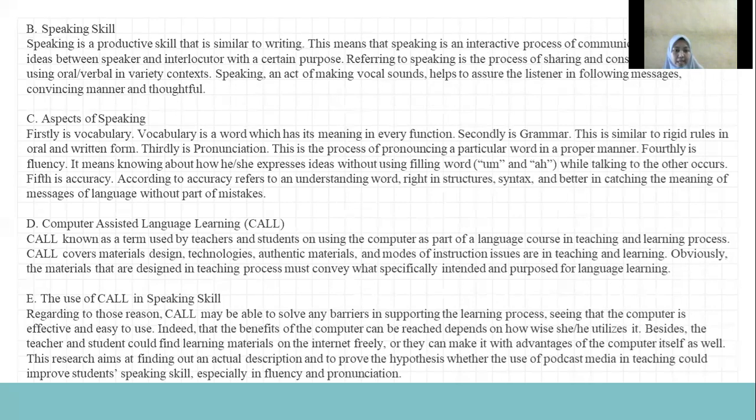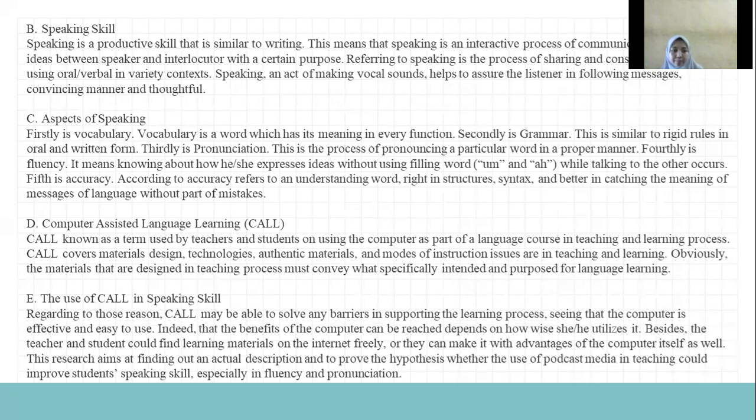C, aspects of speaking. Firstly is vocabulary. Vocabulary is a word which has its meaning in every function. Second is grammar, which is the rules of the oral and written form. The third is pronunciation. It is the process of pronouncing a particular word in the proper manner. And then fourthly is fluency. It means knowing how he or she expresses ideas without using foreign words while talking to the other person.